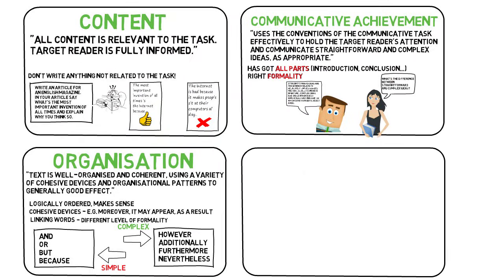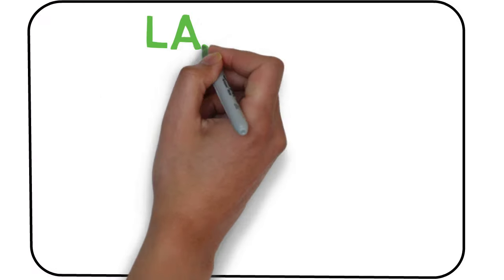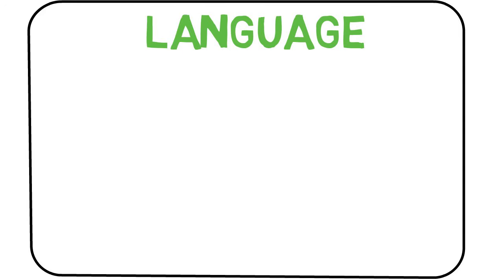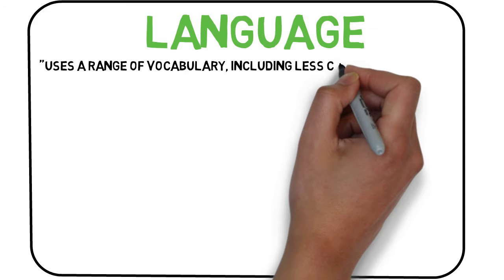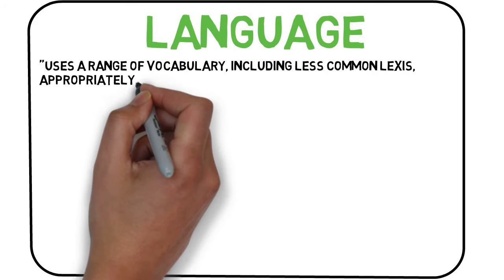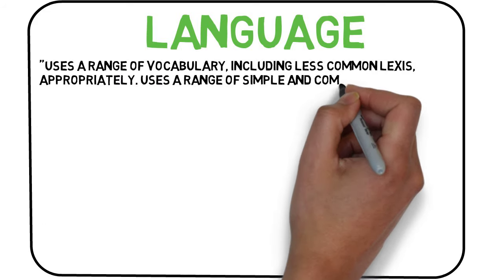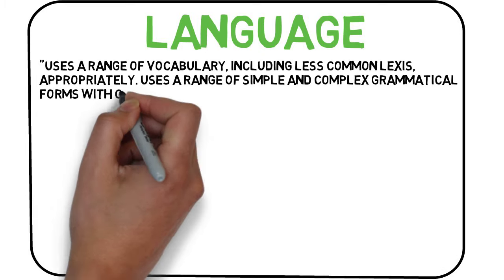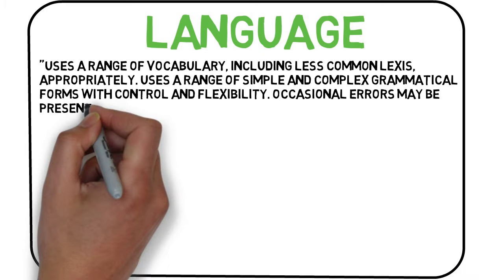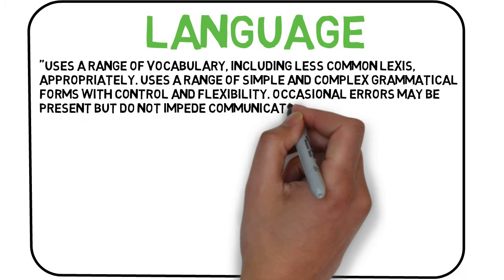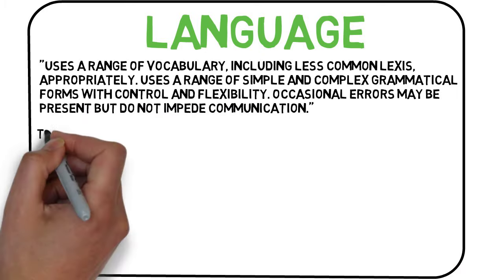The last category you get marks for is language. If you want to score 5 for language, you have to meet these demands. You should use a range of vocabulary, including less common lexis appropriately. You should also be able to use a range of simple and complex grammatical forms with control and flexibility, and it's okay if you make occasional errors unless they impede communication.